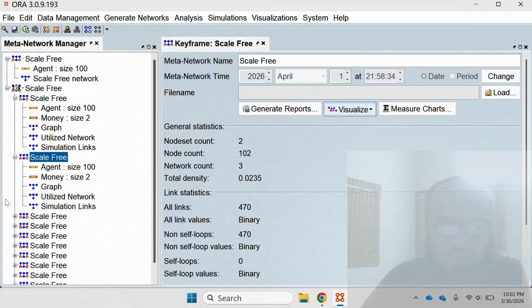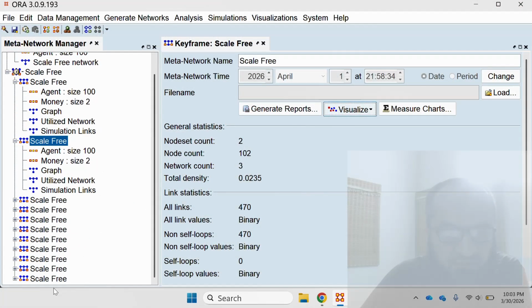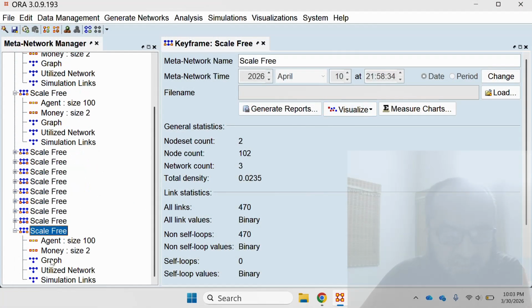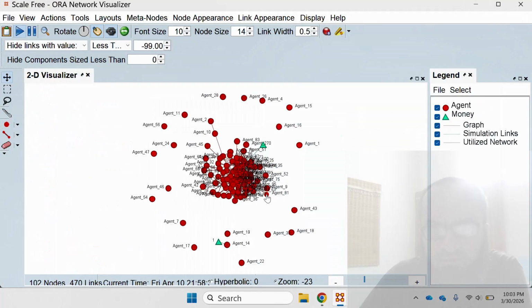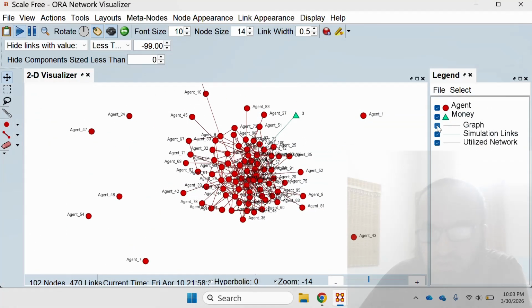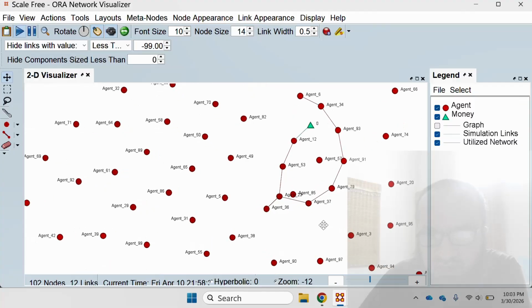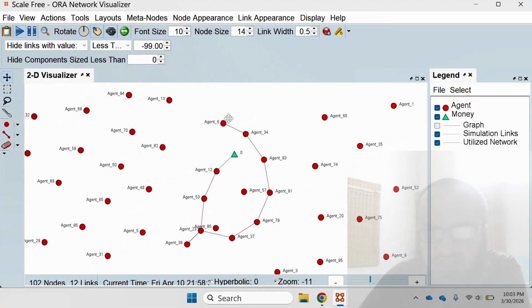So let's now move on to the last slide, the last instance, which is on 10th April. So what happens after 10 days of diffusion? Visualize. So see now, let's switch off it. It started with agent number 6, right? So this is the utilized network. It went to agent number 34, then 83, probably, maybe, and it is now with agent number 12, right?